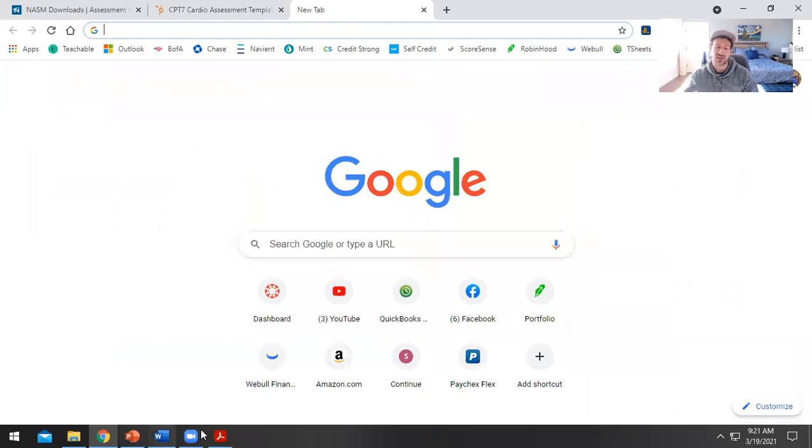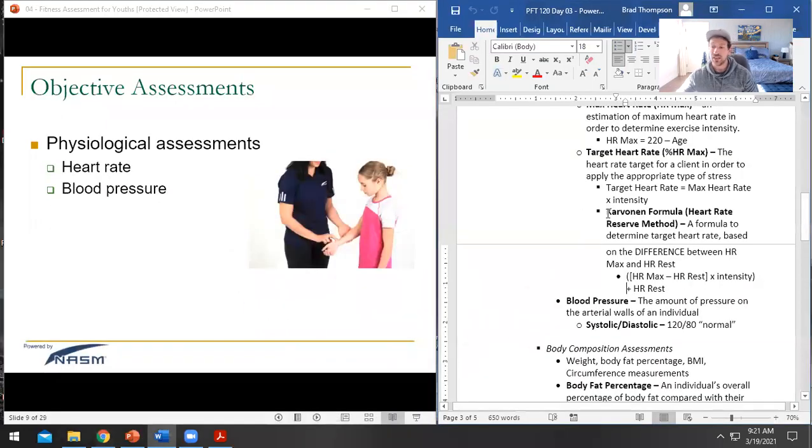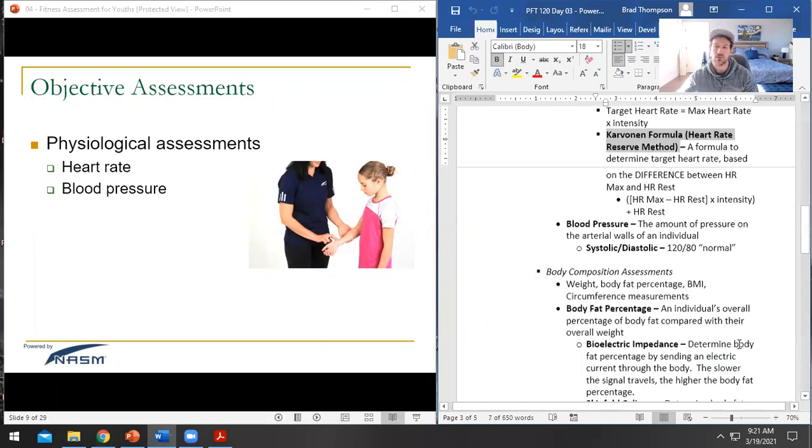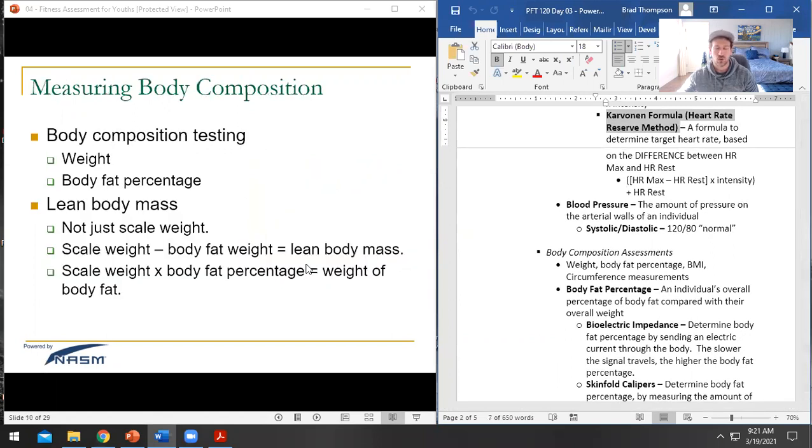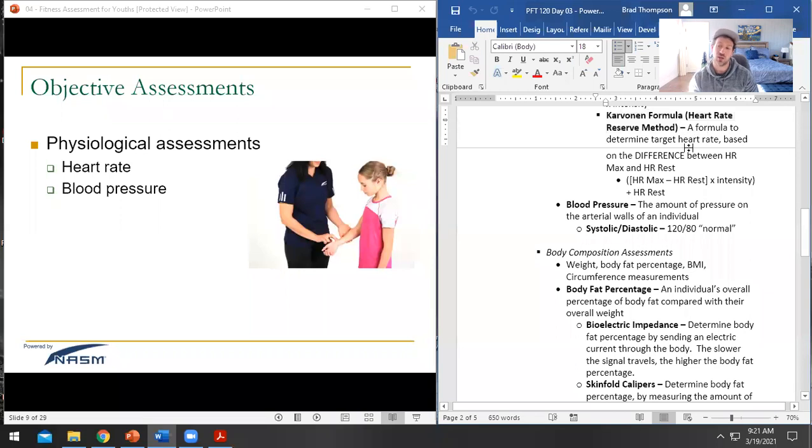And that is where we have a different formula called the Karvonen method, or sometimes referred to as the heart rate reserve formula, which is a formula to determine your target heart rate. But this one is based on the difference between your max heart rate, which is just your 220 minus your age, and your resting heart rate.